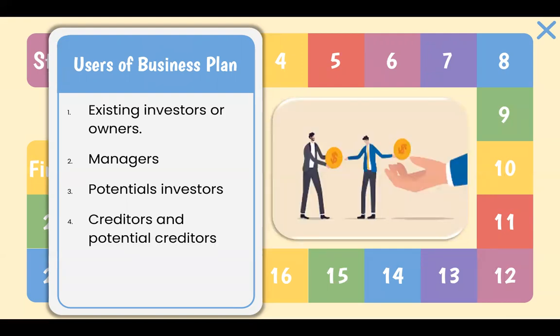Number four, creditors and potential creditors. Suppliers are often very interested in the plan. Why? It is because they want to know the capacity of the firm to pay its loans. They do not want to lose money. Thus, they have to screen their clients. One device that is used for screening loan applicants is the soundness of the business plan.